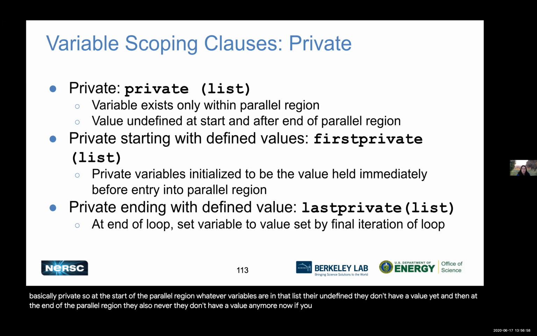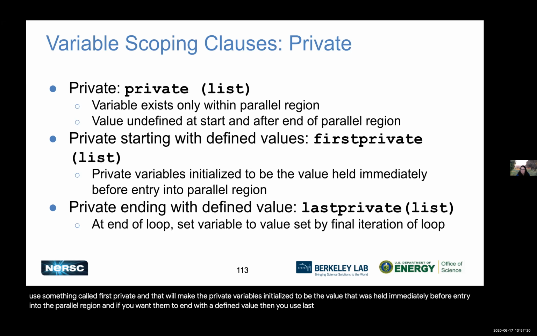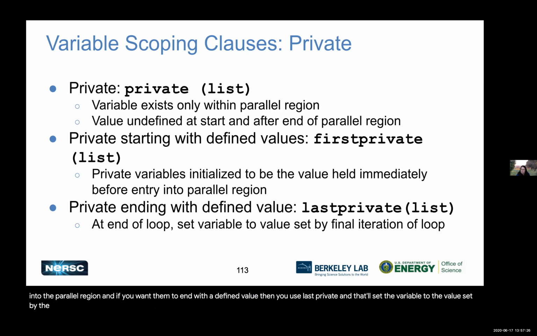If you want to start them off with defined values, then you use something called firstprivate. That will initialize the private variables to the value that was held immediately before entry into the parallel region. And if you want them to end with a defined value, then you use lastprivate. That will set the variable to the value set by the final iteration of the loop that you were in.